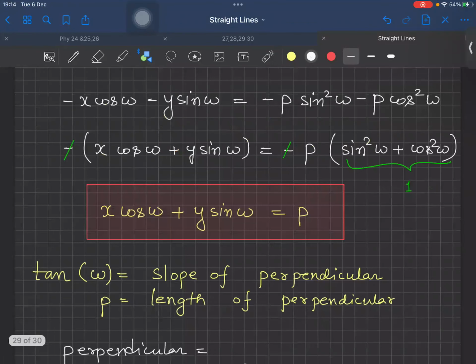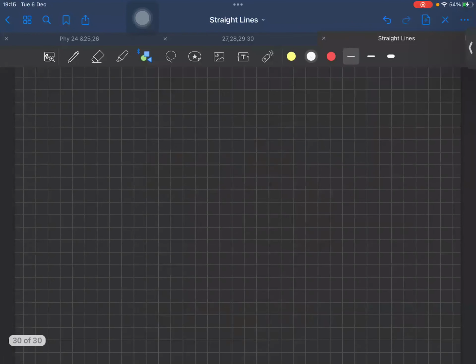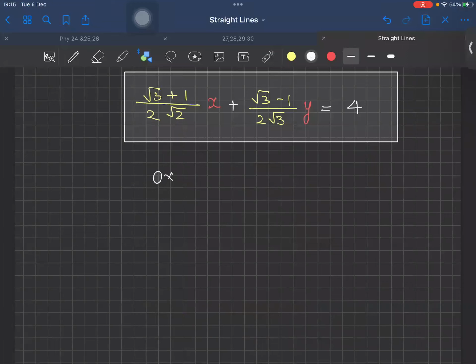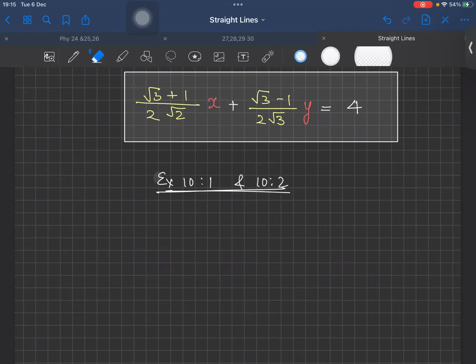Please solve exercise 10.1 and 10.2, all questions. See, exercise 10.1 and 10.2. Only if you solve the problems will you understand where you are facing problems. Otherwise, you won't be able to. Okay, so do it.